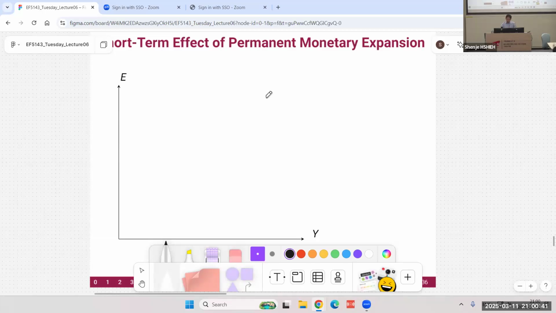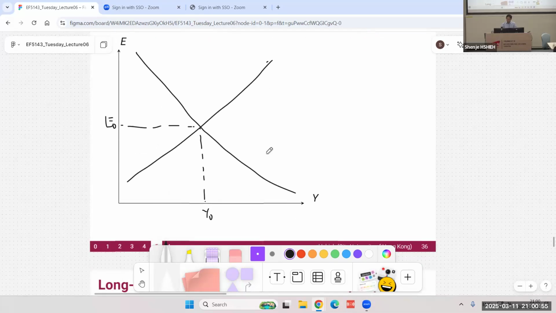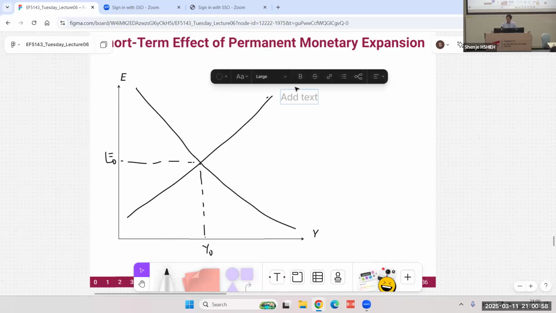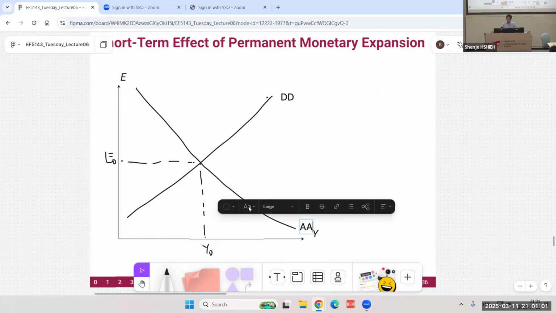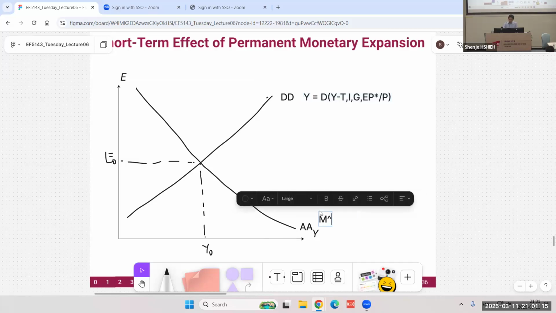As usual, let's draw the aggregate demand curve and aggregate supply curve, the starting point. E naught, Y naught. This is DD and AA. And then the equilibrium equations that it represents. This one is the money market along with UIP.